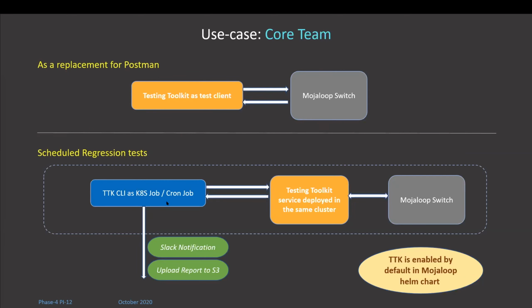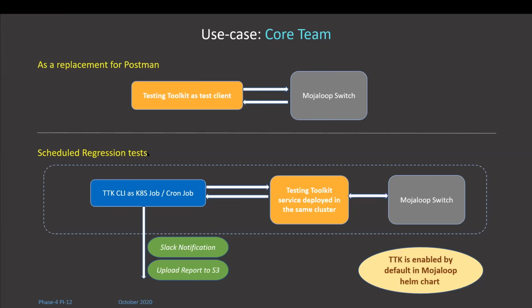Okay, so the next user is obviously the core team. The core team is using the testing toolkit from the last PI itself. We just replaced Postman with the testing toolkit for testing during development, and also for demonstrating some features with the visually appealing UI. So that's one use case.